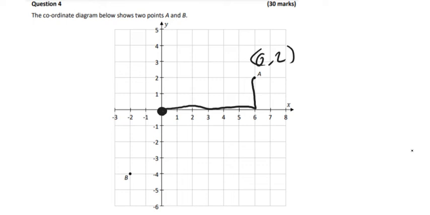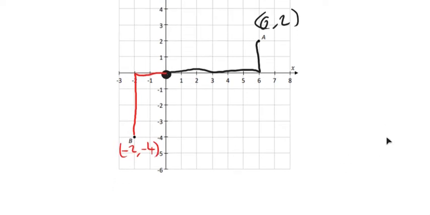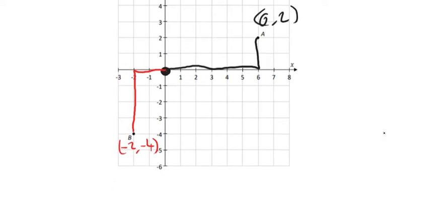And for B, you go across first, so we go across to the left to -2 and then down to -4, so it'll be -2, -4. So your x coordinate is first and your y coordinate is next. So 6, 2 and -2, -4.